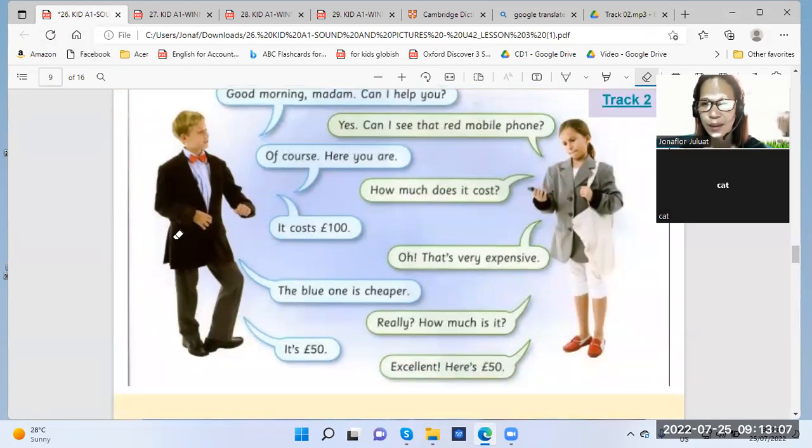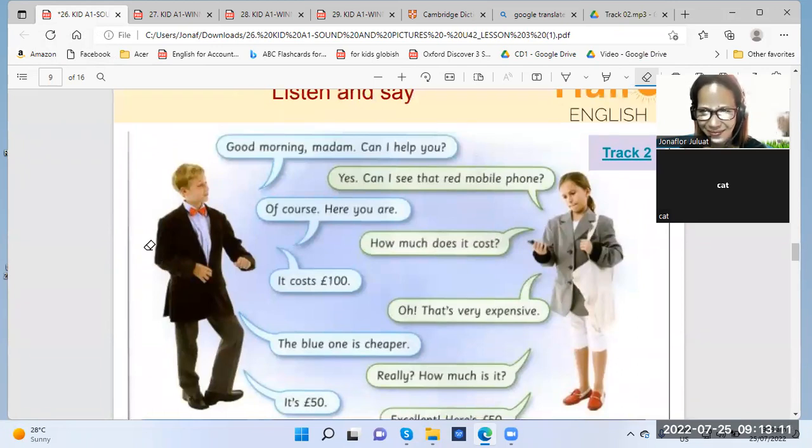You will be this girl and I will be this boy, okay? Okay, let's read the dialogue. Hello. Oh, you're not paying attention. Yes. Okay, let's read the dialogue, okay? You will be the girl and I will be the boy. Are you ready? Hello? Hello. Are you ready?